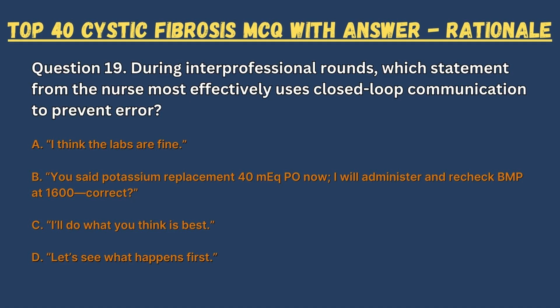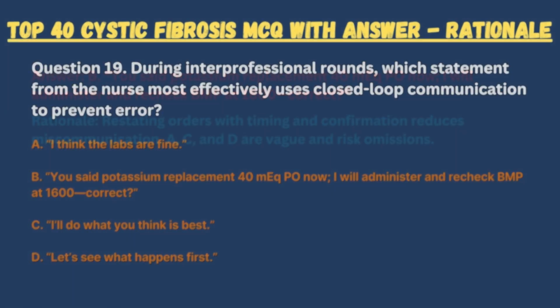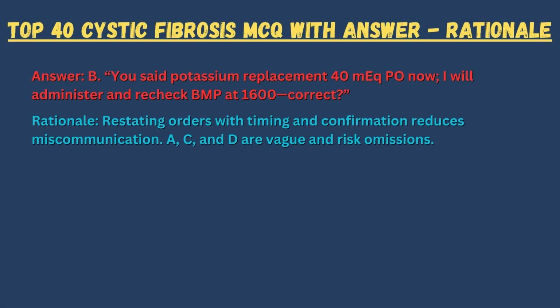C. I'll do what you think is best. D. Let's see what happens first. Answer: B. You said potassium replacement 40 milliequivalent PO now. I will administer and recheck BMP at 1,600, correct? Rationale: restating orders with timing and confirmation reduces miscommunication. A, C, and D are vague and risk omissions.